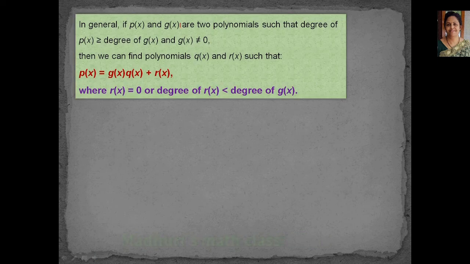In general, if p(x) and g(x) are two polynomials such that the degree of p(x) is greater than or equal to the degree of g(x) and g(x) is not equal to 0, then we can find polynomials q(x) and r(x) such that p(x) is equal to g(x) into q(x) plus r(x). Okay, dividend is equal to divisor into quotient plus remainder, where r(x) is equal to 0 or the degree of r(x) is less than the degree of g(x).